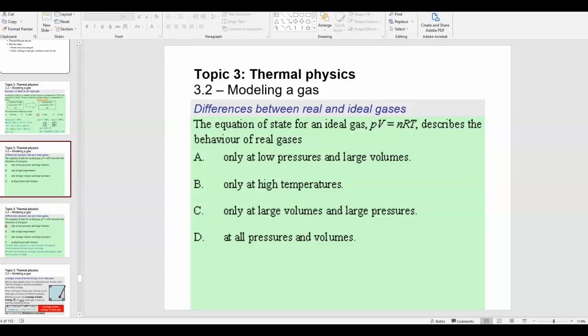So this question is from a past IB exam, and the question says, the equation of state for an ideal gas, PV equals nRT, describes the behavior of real gases, and then there's four answer choices A, B, C, or D. Okay, so I want you to pause it here and try to answer this question on your own.